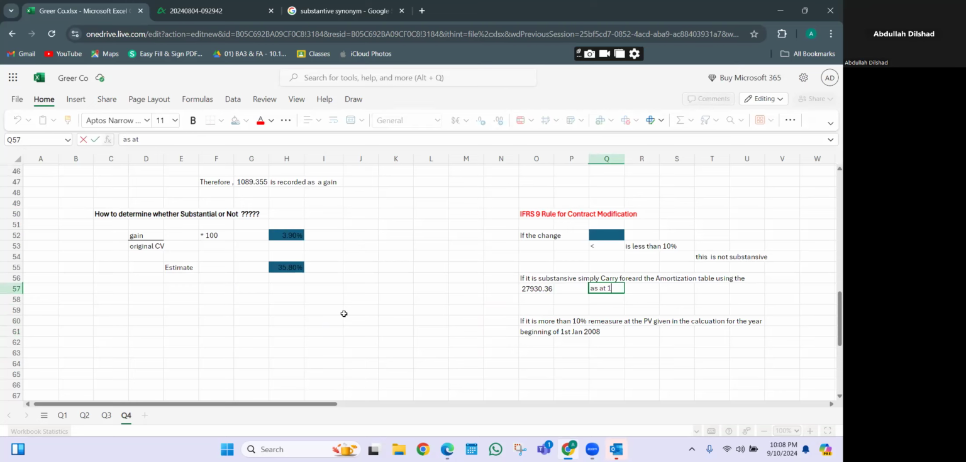As at 1st Jan 2008, this is all you need to know, right? Because of the contract modification, there was an impact on my amortization table, and for my P&L there will be a gain or loss. The gain or loss can be calculated simply by taking the difference between the present value and my amortization carrying amount, right? You know how to calculate that.